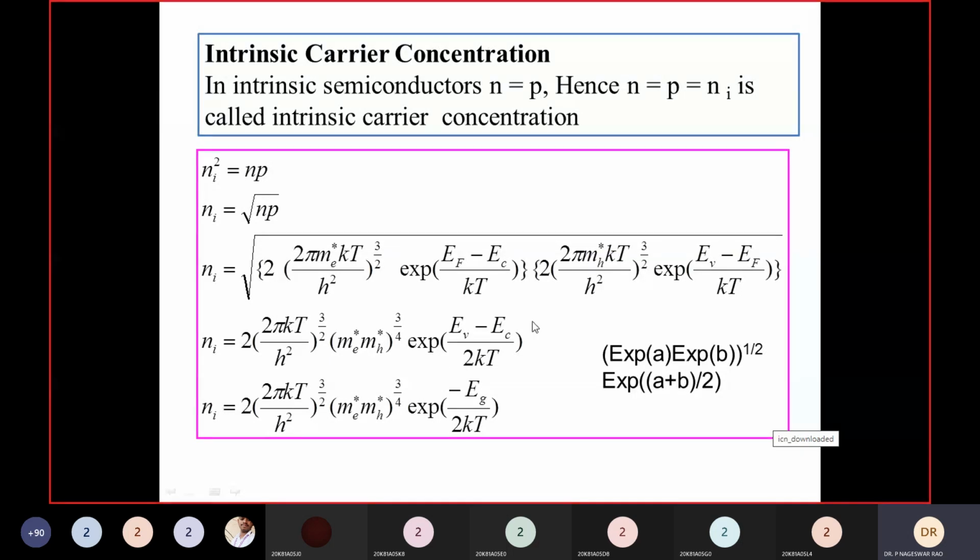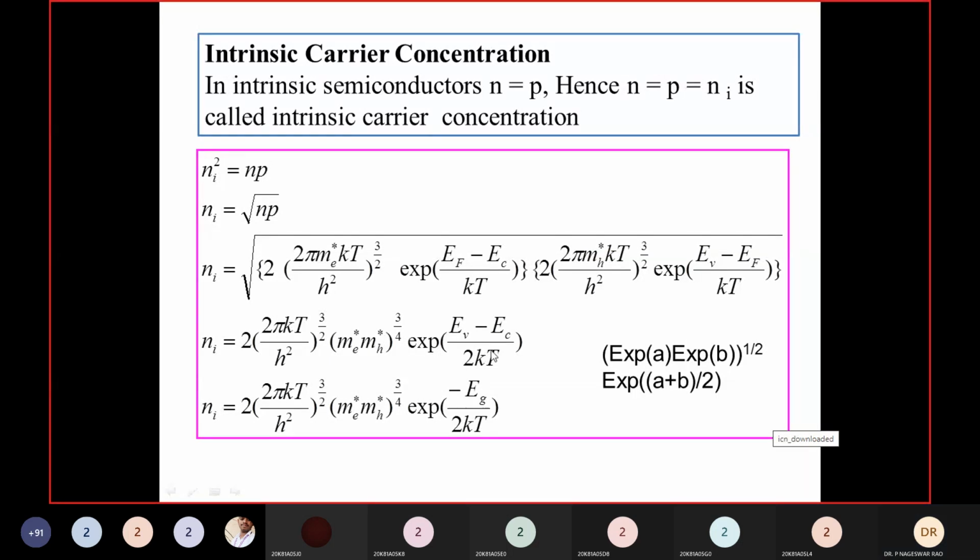e power a whole power b, we can write as e power a into b. So here, exponential of Ev minus Ec by kT whole power 1 by 2 is there. 1 by 2 means we can write 2 in the denominator. Okay, so this is the simplification of the exponential term.